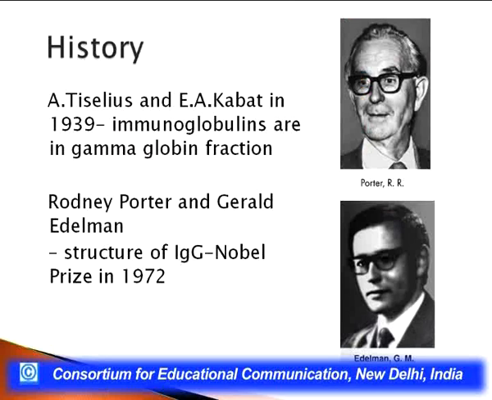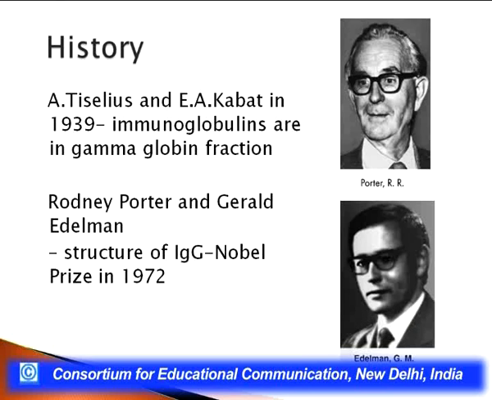immunoglobulins and found them to be in the gamma globulin fraction of the serum. Hence, the name globulins came into being, and because it is involved in the immune system, we started calling them immunoglobulins. Rodney Porter and Gerald Edelman were the ones who deciphered the structure of IgG, a particular type of immunoglobulin, and for this they received a Nobel Prize in the year 1972.